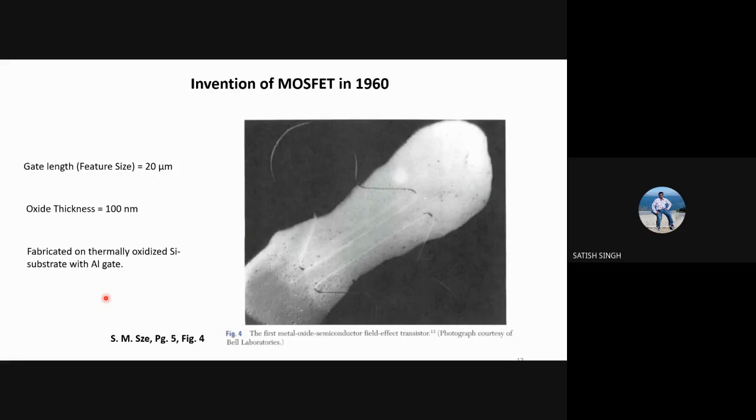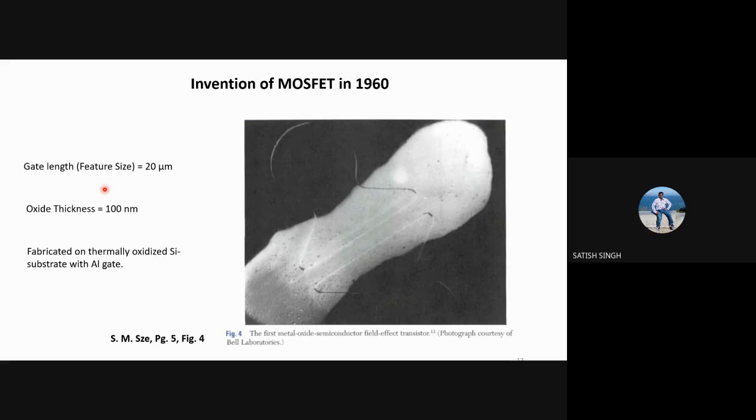Now you can see some of the important parameters of this particular device. The parameter we have to see is the gate length. When this device was built in the 1960s, it had a certain gate length, basically the channel length, which is the distance between the source and drain, and which is also called the feature size of your devices. Try to remember this terminology so that when we discuss feature size, you will understand what we mean by feature size or gate length.